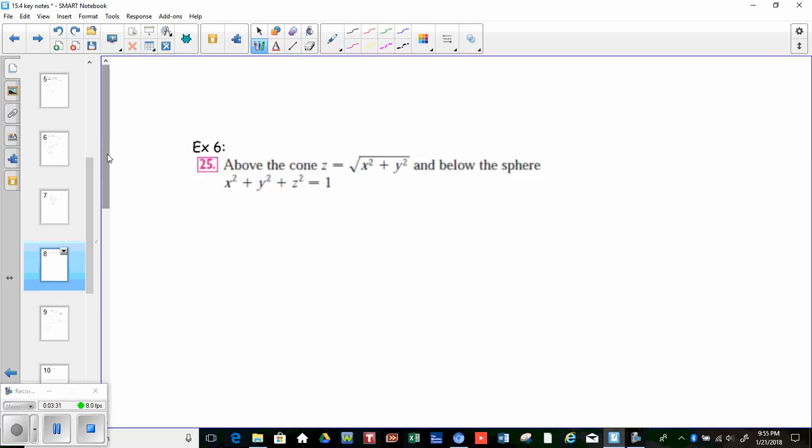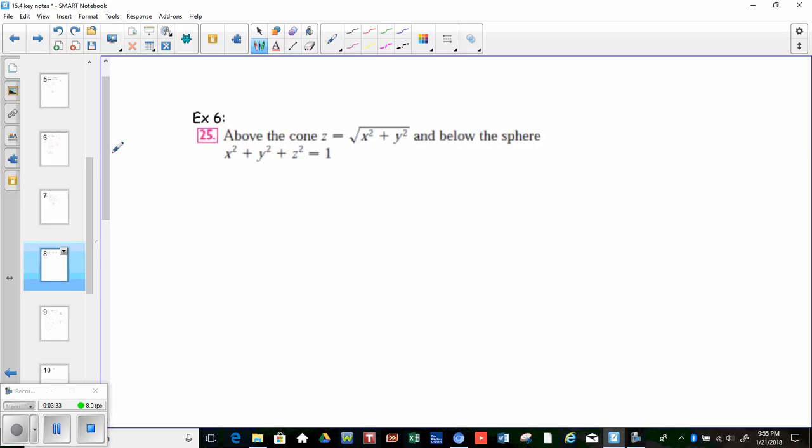Number 6. Now we want to find the volume that's above the cone, z equals the square root of x squared plus y squared, and below the sphere, x squared plus y squared plus z squared equals 1. Excuse me, this one's going to take a little bit more visualization than the last one did. All right, so z equals the square root of x squared plus y squared. It says above that cone.